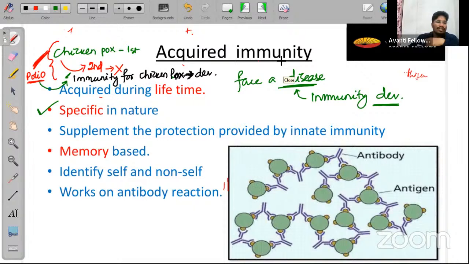Okay. Well, in this case, what will happen? It will not work. From here we get an indication that this particular immunity which has developed against a specific pathogen is very much specific. If immunity has been developed against chicken pox, it will work against chicken pox only. For polio, it will not work.